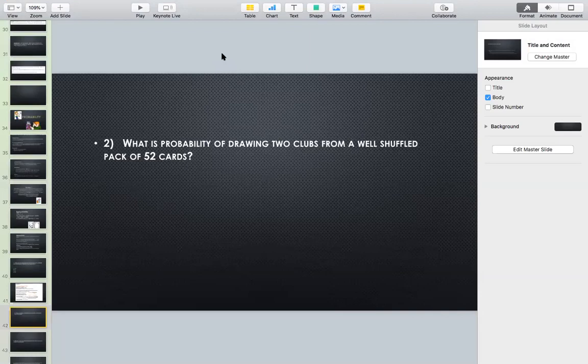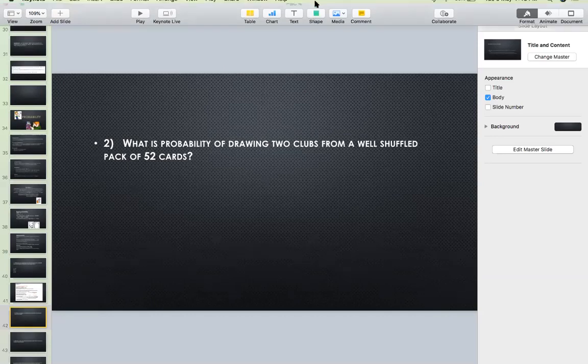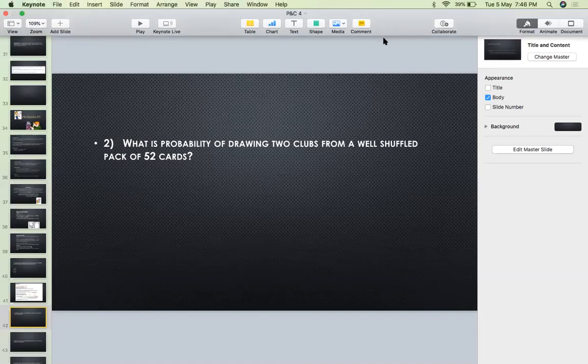Clubs is a suit. I told you that a suit, like a pack of 52 cards, is divided into 4 different suits, and every suit has 13 cards in it, right? So from those 13 clubs, I need to draw 2 clubs. In how many ways can I do that? I can do that in 13C2 ways. So the number of favorable outcomes is 13C2. The number of total possible outcomes is 52C2. So my probability will be 13C2 by 52C2. Okay. So I hope this is clear.